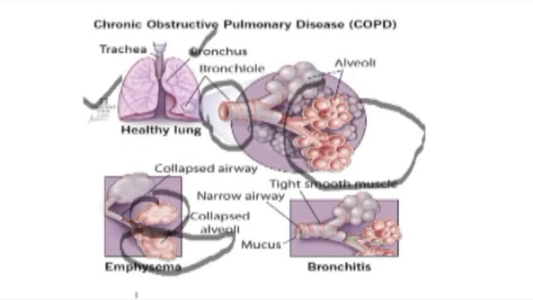When we come to bronchitis, you can see this is the green color excess mucus production, and there will be the narrow airway. It's because of excess mucus production the airway becomes narrow, and the lumen will also become constricted.